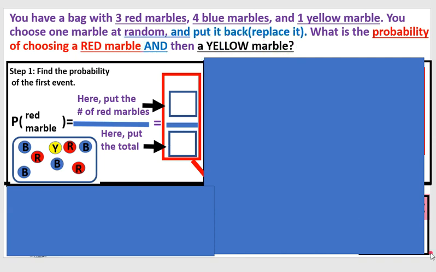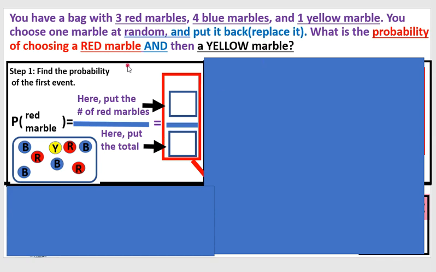Now, this is different from if it says that you do not put it back, without replacement. That just means that there will be 1 less marble in the bag, and also depending on which marble it is, that might also change the number on the top. So that will change this type of problem a little bit, and I'm not going over that type of problem now. This problem is assuming you are putting the marble back into the bag, so it still has the same number of marbles and the same number of red, blue, and yellow marbles. This is called with replacement.